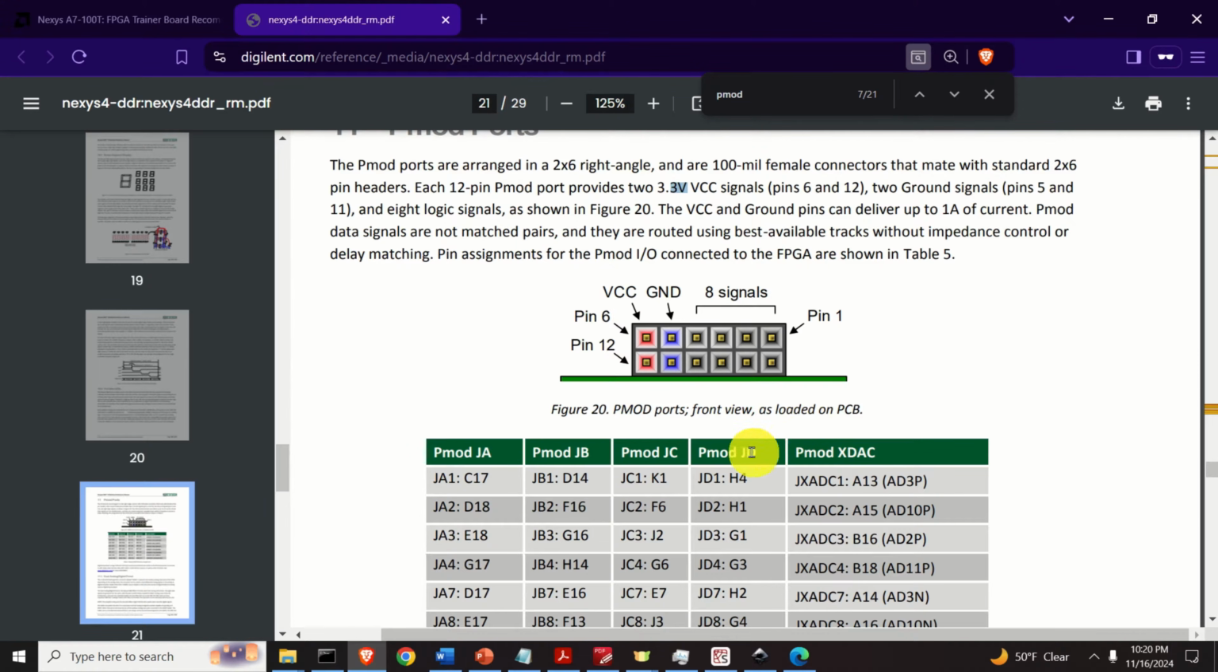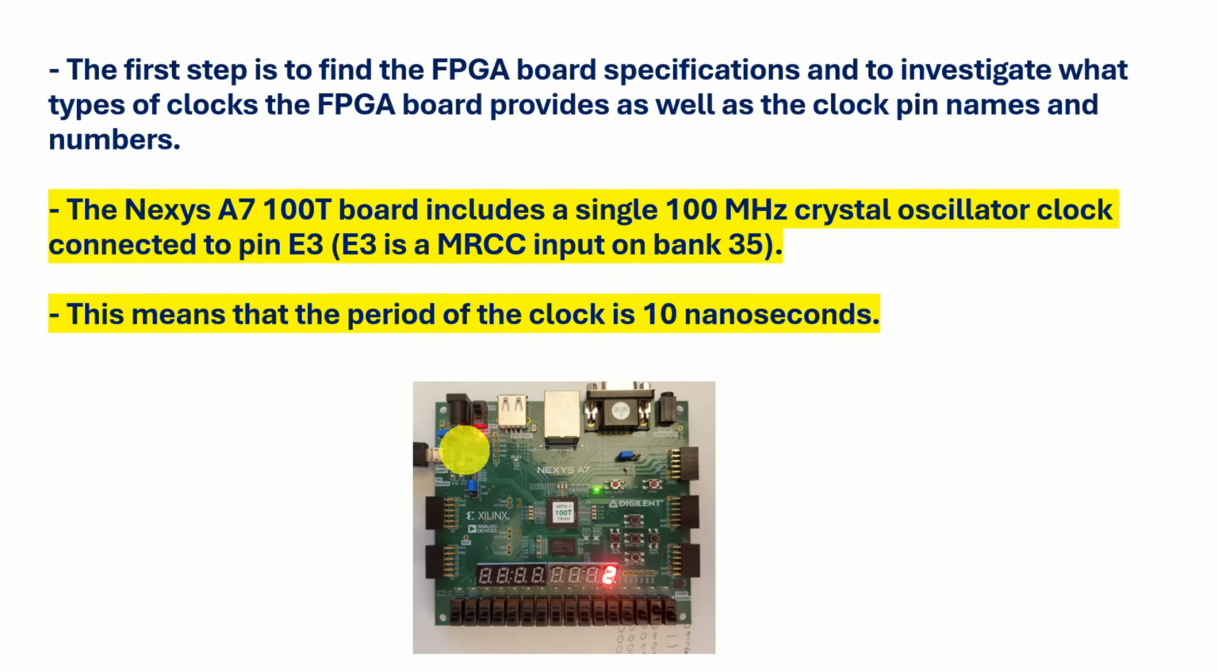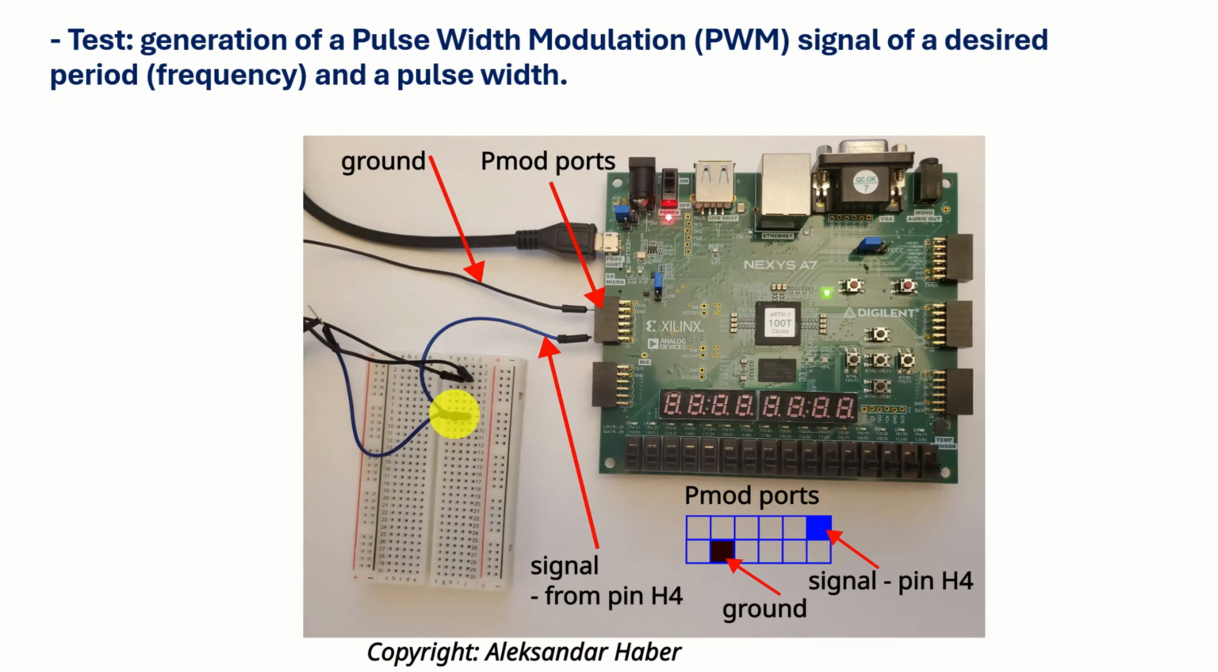Our PMOD is actually PMOD JD, and this particular pin is H4. Consequently, when we write a constraint file, we need to have information given over here, and we need to know this pin over here, H4. Later on, I will provide an actual wiring diagram. So let's continue with the presentation, and let's explain the wiring diagram.